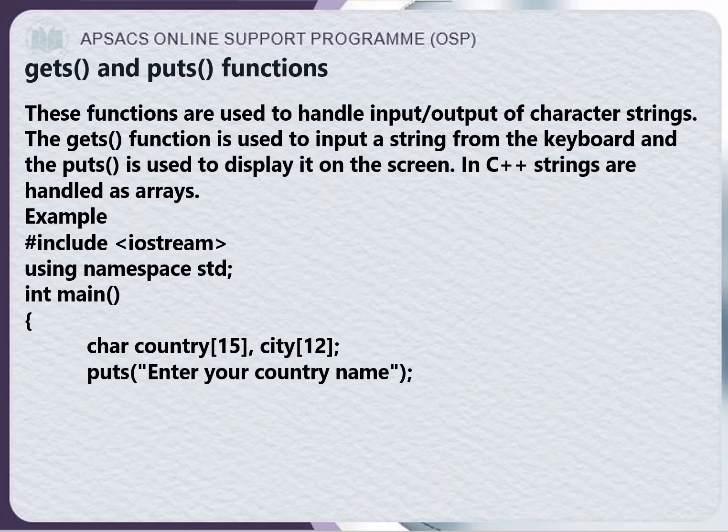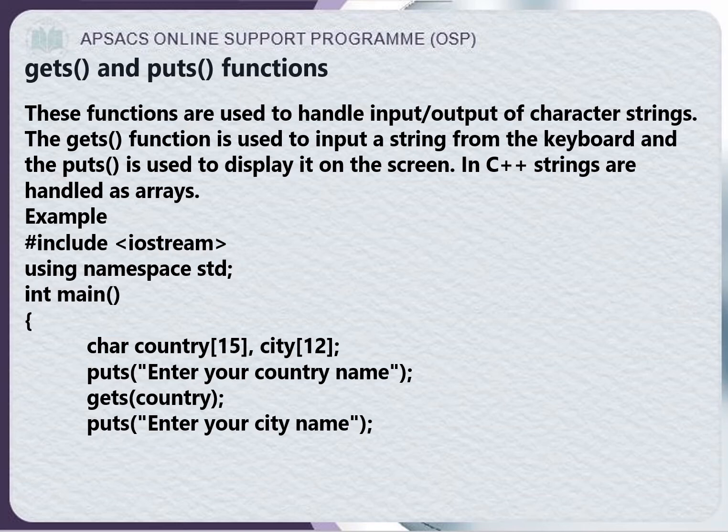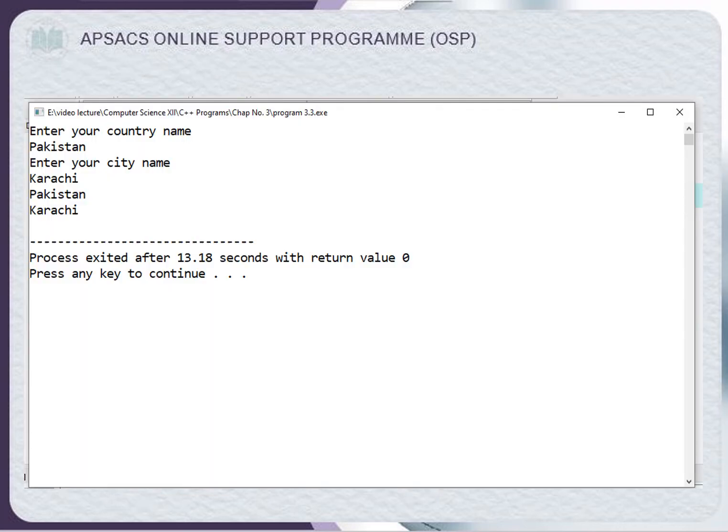Now puts, enter your country name, gets country. Now read the variable country, puts your city name, read the variable city, gets city, and puts country, puts city. It will print your typed response on the screen. Dear student, this is the output of the program which uses gets and puts functions.